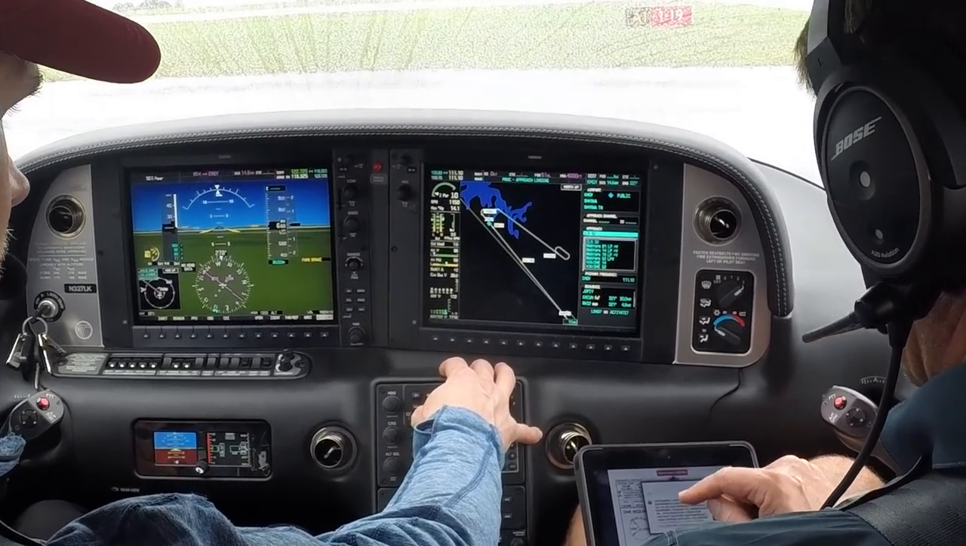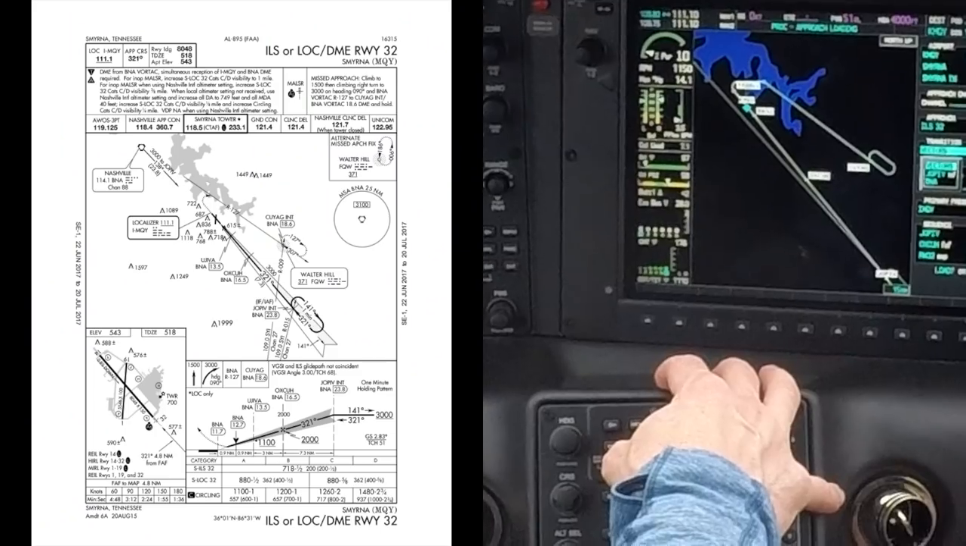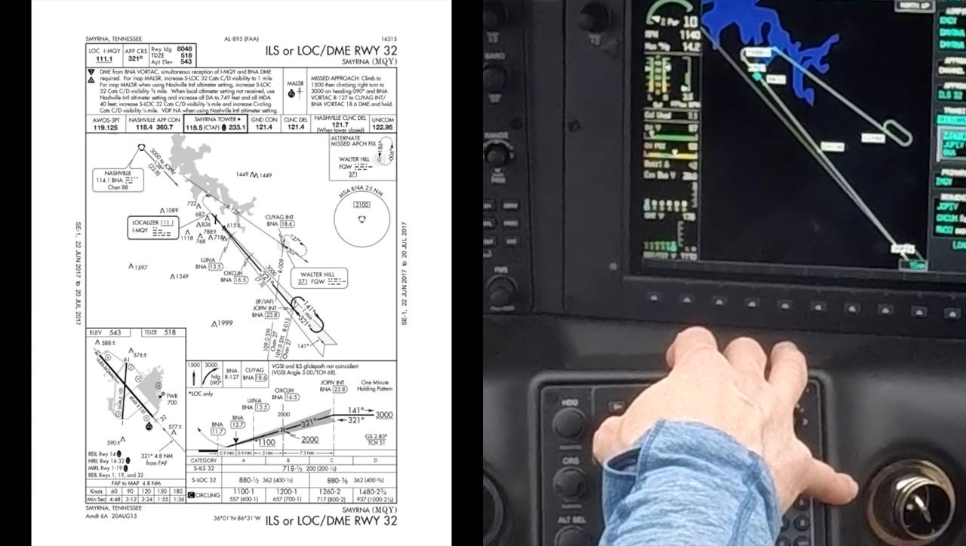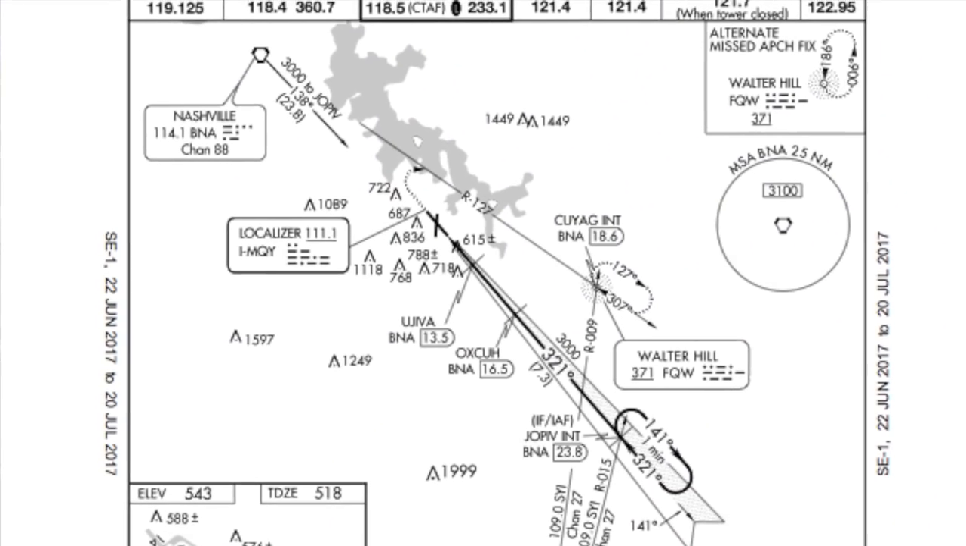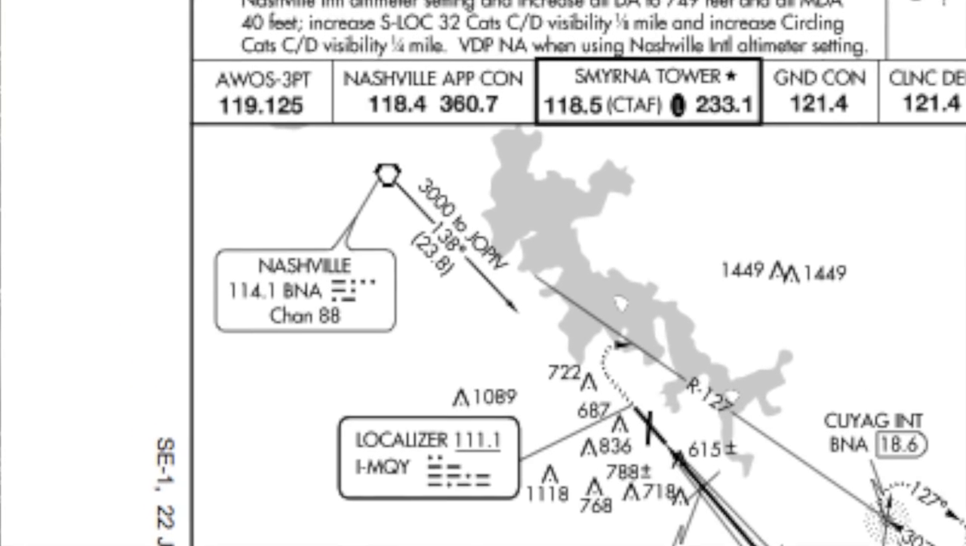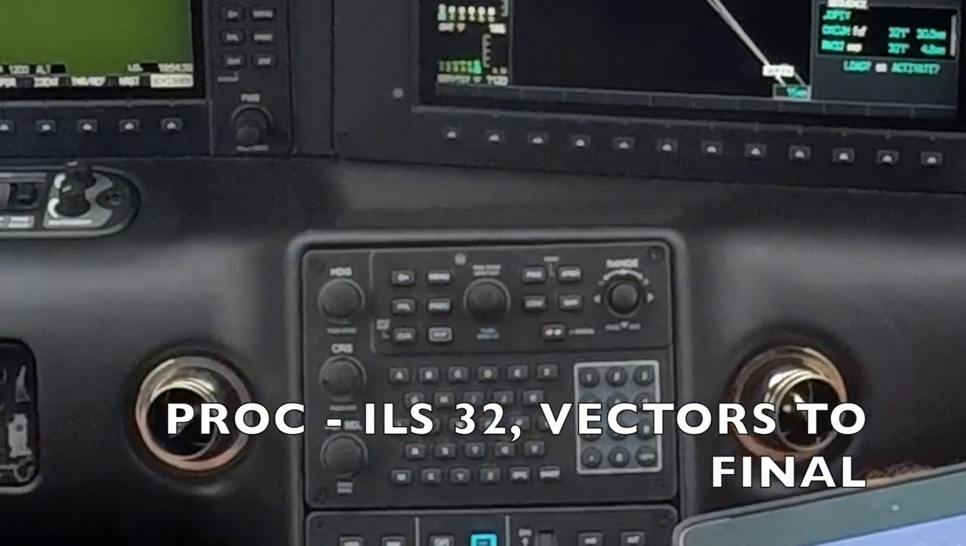Do you want to program in ILS32? Yep. Okay, ILS32. With assumption of vectors to final? Oh, they gave BNA as a choice. We didn't think they were going to do that, did we? What is BNA? I didn't think that was an IAF for it when you and I looked at it. Right. But it must be, huh? Let's see that real quick.